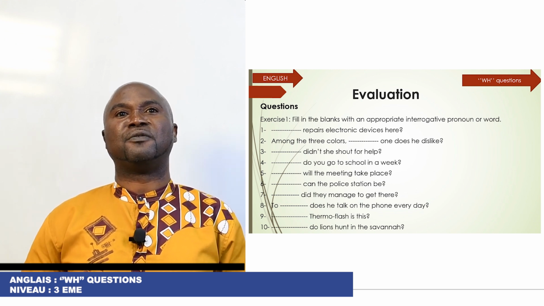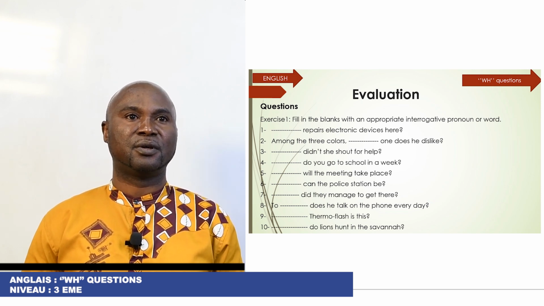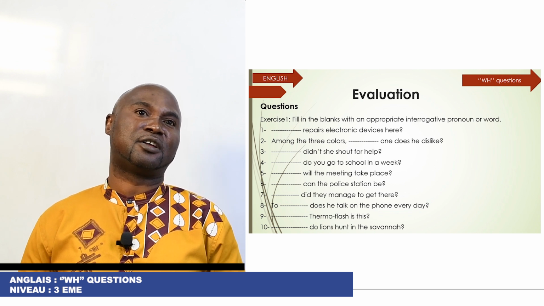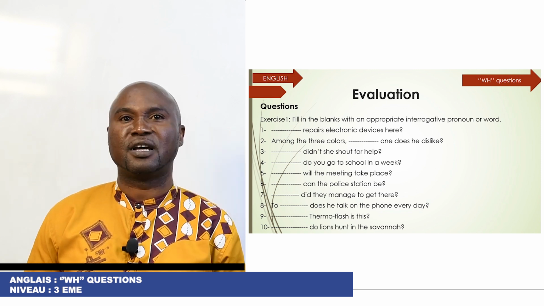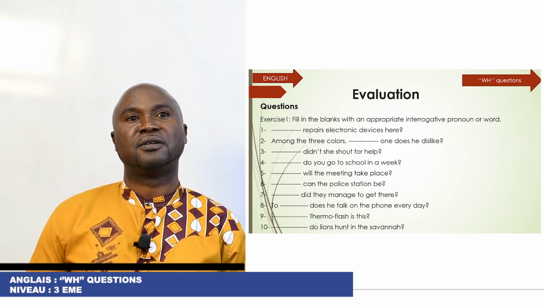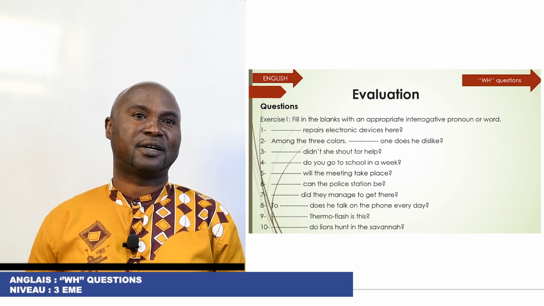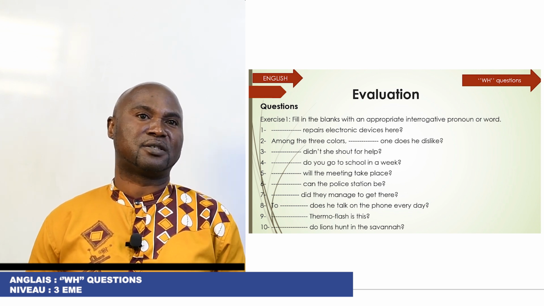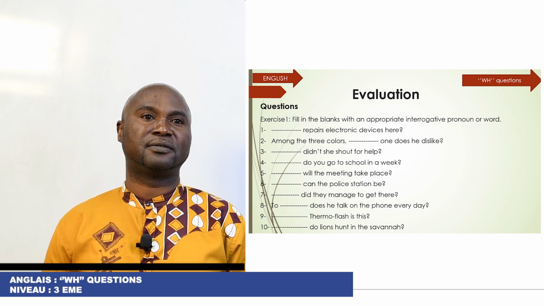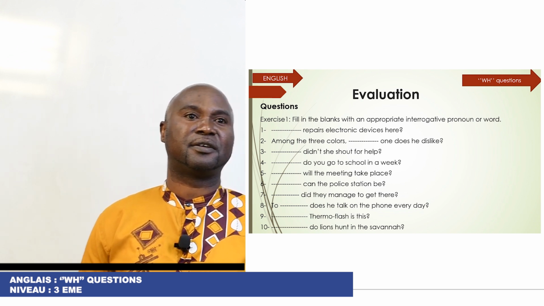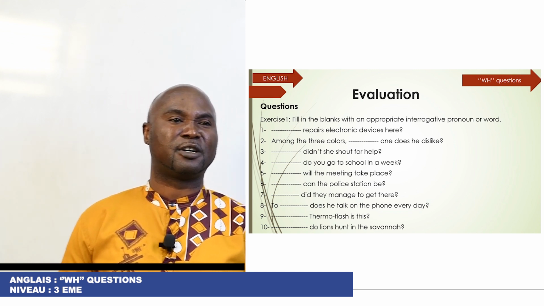Exercise 1. Fill in the blanks with an appropriate interrogative pronoun or word. Tonton repairs electronic devices here. Among the three colors, one does he like? Didn't she shout for help? Do you go to school in a week? Will the meeting take place? Can the police station be? Did they manage to get there? Does he talk on the phone every day? Camouflage is this. The lions aren't in the savannah.